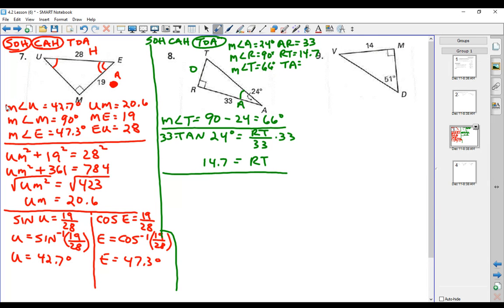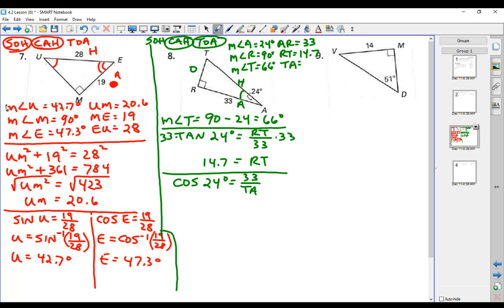Now to find TA in regards to the 24-degree angle, my angle A, that's the hypotenuse. And if I'm using hypotenuse and the side that I know is the adjacent side, that means I'm going to have to use cosine for my function. So the cosine of 24 degrees is equal to the adjacent, which is 33, over the hypotenuse, which is side TA.